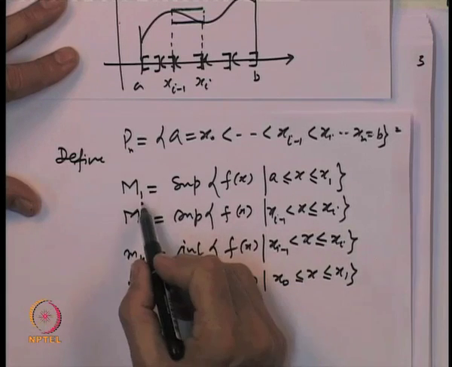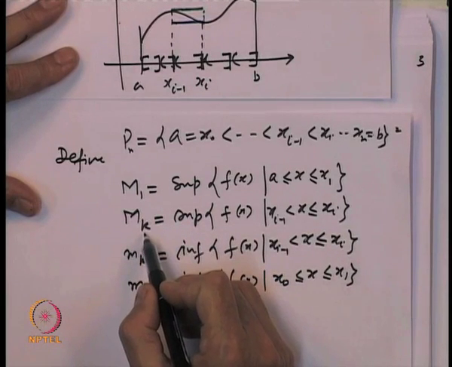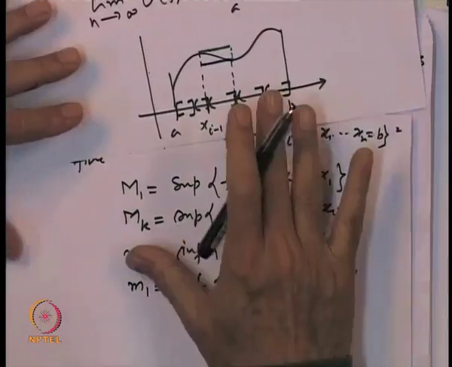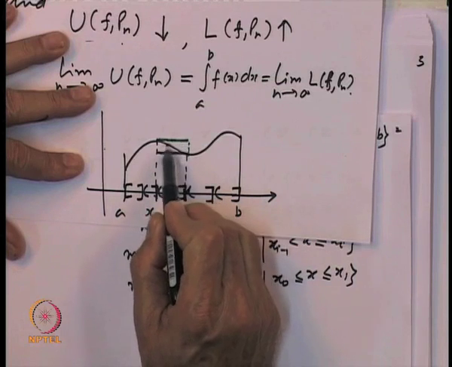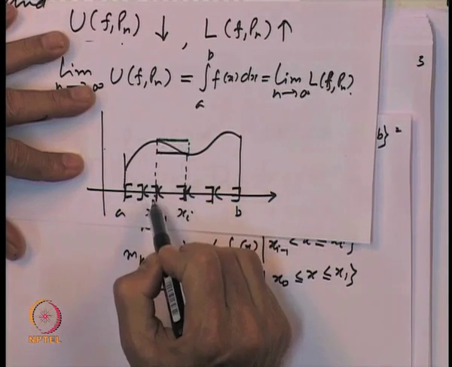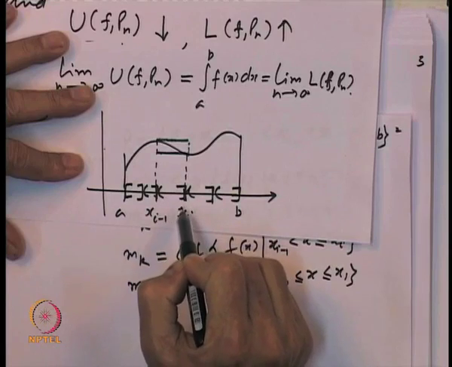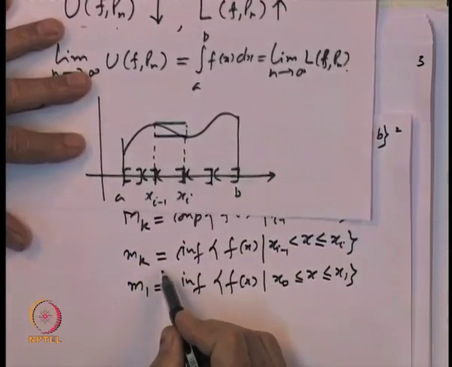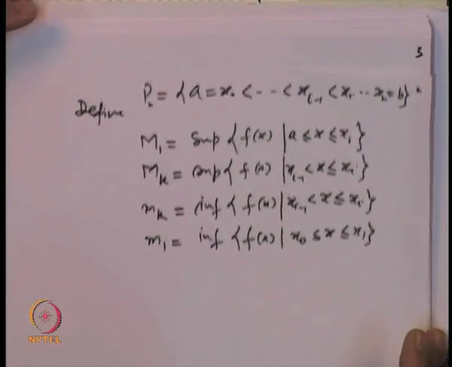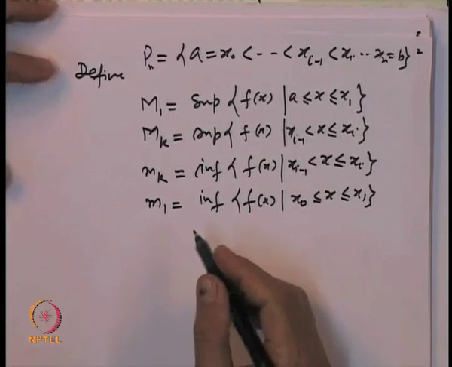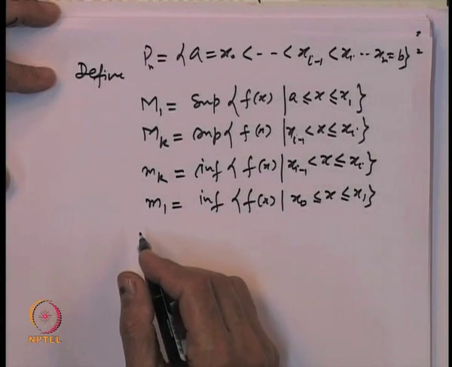So, what is this value? This M_1 and M_k's are corresponding to the height which is the green line. Okay. So, that is the maximum value of the function in the interval x_{i-1} to x_i, and the blue ones correspond to small m_k's.